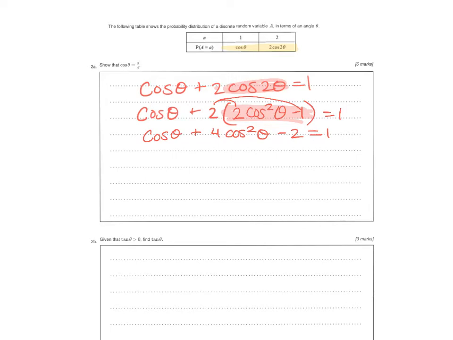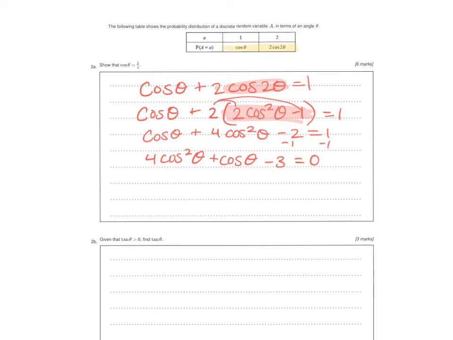We just have to rearrange it so it looks like a quadratic. So I am going to make sure it's in the right form. 4 cosine squared theta plus cosine of theta, and then I'm going to subtract 1 from both sides, so that's minus 3 equals 0.